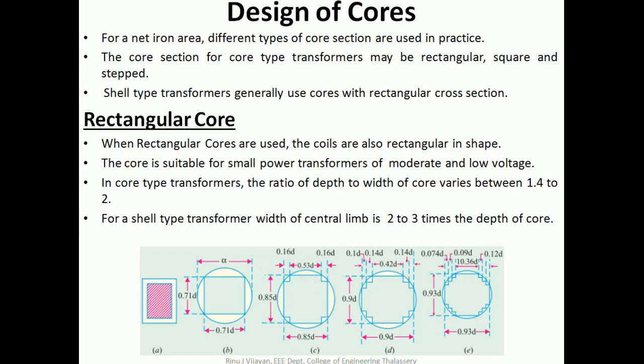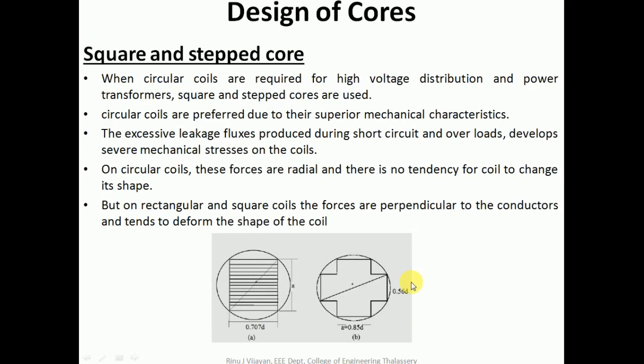But whenever we try to increase the number of steps, a large labor cost is incurred for shearing and assembling of different types of laminations. In the case of a single stepped core, we have to use only 2 types of laminations, while with the 2 stepped core, we have to use 3 types of laminations. So as the number of steps increases, numerous types of laminations have to be used. This will result in a large labor charge. That is the only disadvantage associated with the stepped core.